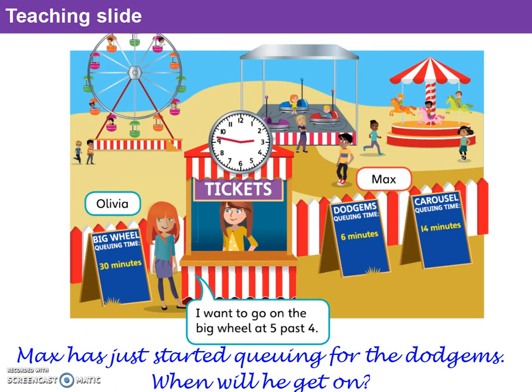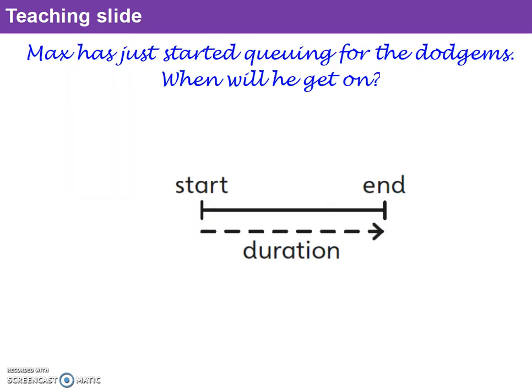So let's begin with our first question. Max has just started queuing for the dodgems. When will he get on? Well, we know that there's a time on the ticket office, and we know that the dodgems, you're going to be queuing for 6 minutes. So what we're going to be thinking about on this one is this. We have our start time, the clock, which is shown on the ticket office. We have our duration, the amount of time that he's going to be queuing, and our end time is going to be that time where he's finished queuing and he's now going to be on the dodgems.